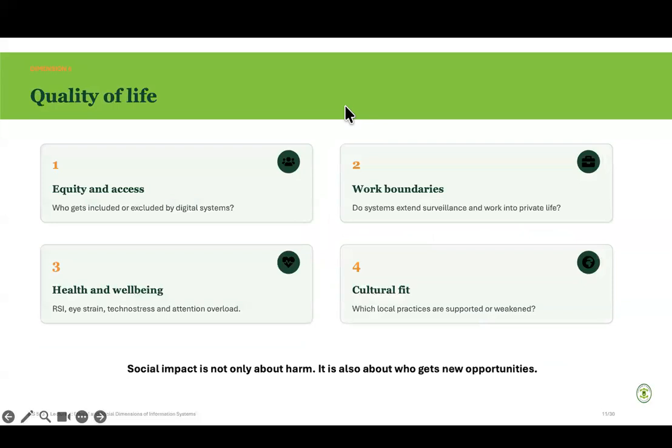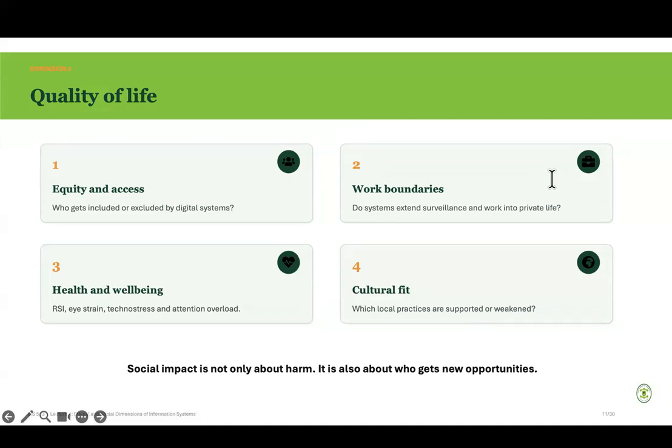And then the last one is the quality of life. Information systems affect how all of us live, how we work, and how we participate in society. When services move online, we have to note that some people gain convenience, but others may be excluded because of weak internet access, because of their disability, or because of low digital literacy. Sometimes language barriers or the cost of devices and data may be the issue. And this can cause a digital divide.